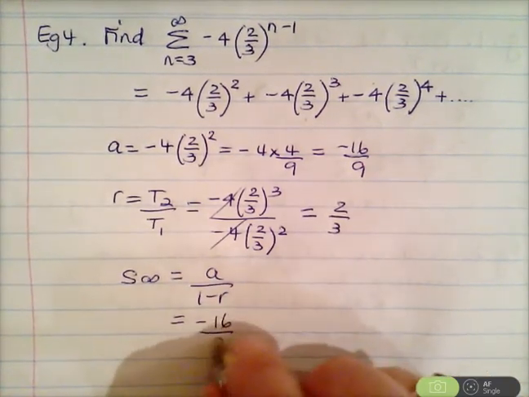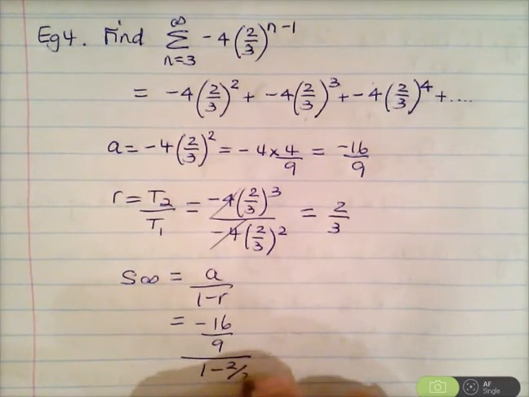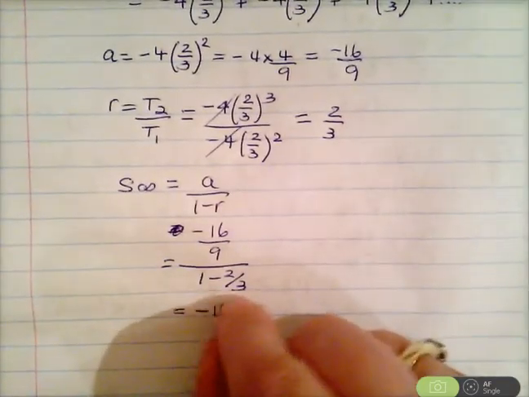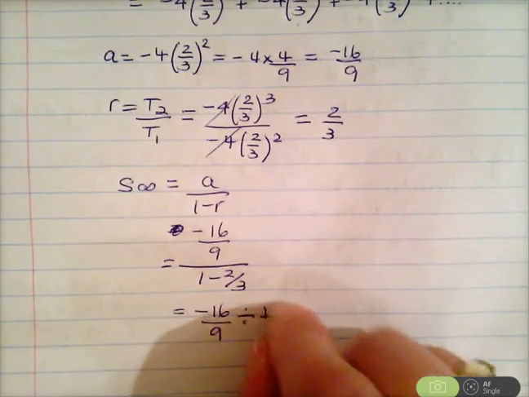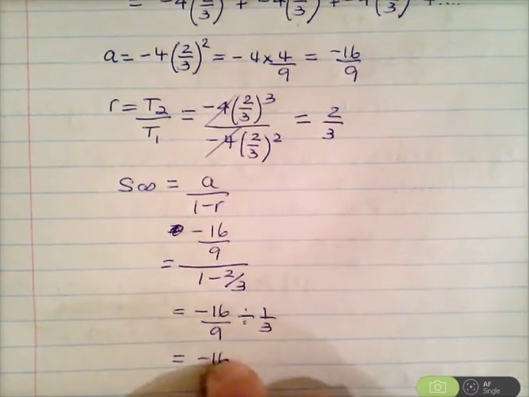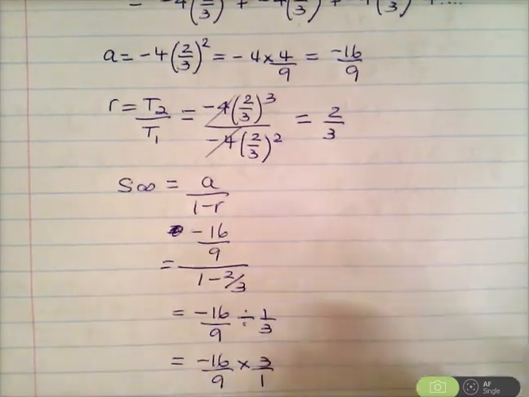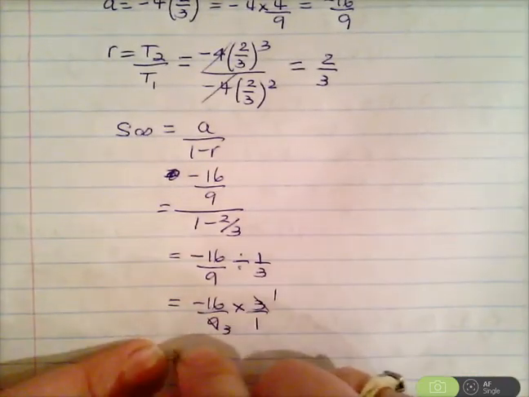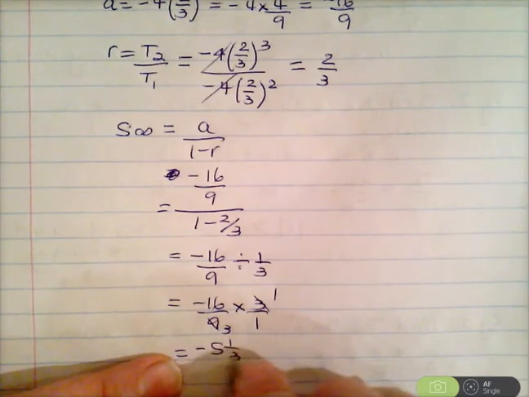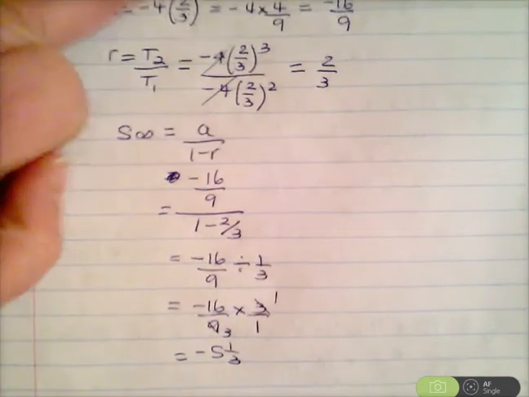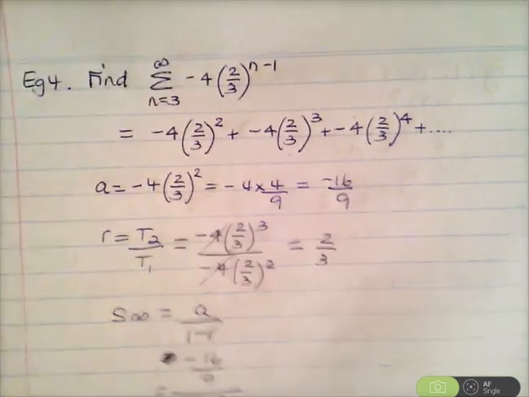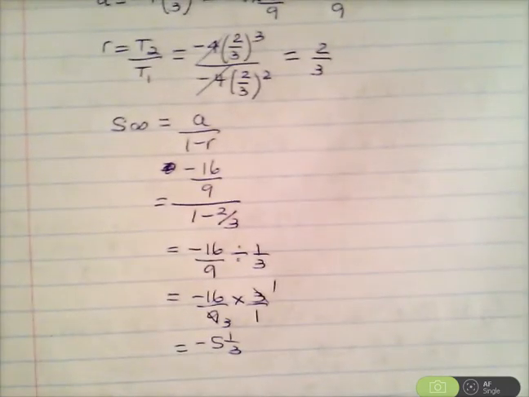Therefore, the sum to infinity is a over 1 minus r, which is negative 16 over 9 over 1 minus 2/3, which is negative 16 over 9 divided by 1/3, which is negative 16 over 9 times 3 over 1. And simplifying here, we get negative 16 over 3, which is negative 5 1/3. So the sum of this particular series, from n is 3 to infinity, is negative 5 1/3.